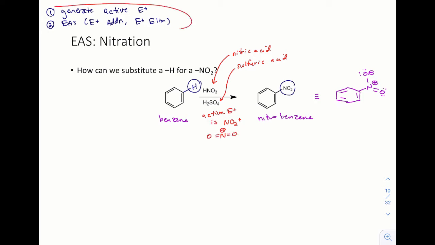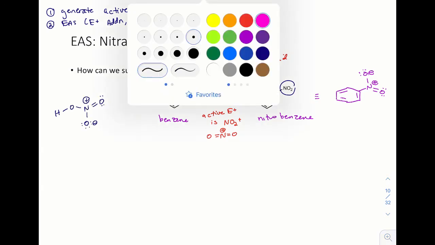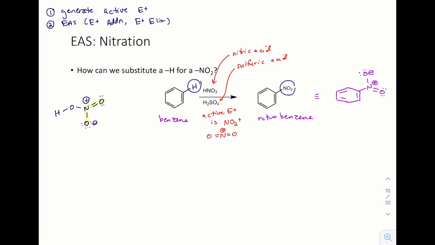Following our general plan, which is to generate the active electrophile and then apply the electrophilic aromatic substitution pattern of electrophile addition followed by electrophile elimination, let's get started. So first things first, we must generate the active electrophile. Now it clearly comes from nitric acid, so let's draw out nitric acid. And it looks like it's coming from this part, right? And that means that this needs to leave. Well, that looks like hydroxide. So does hydroxide usually leave? And especially under really acidic conditions, does hydroxide leave? No, it does not. It leaves as water, not as hydroxide.